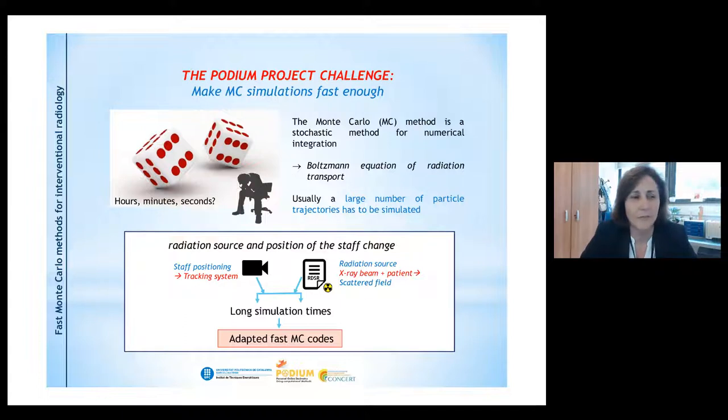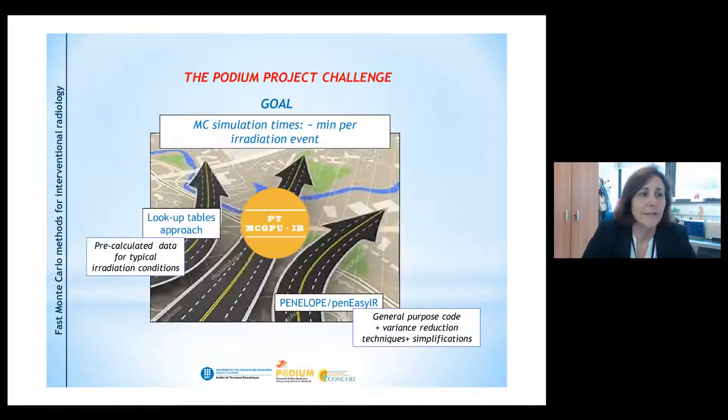But of course, we need fast Monte Carlo codes in such a way the computational times should be as short as possible. So during the PODIUM project, we developed different solutions with the main goal to keep the simulations around 1 minute per irradiation event. And to do it so, we developed three different codes.